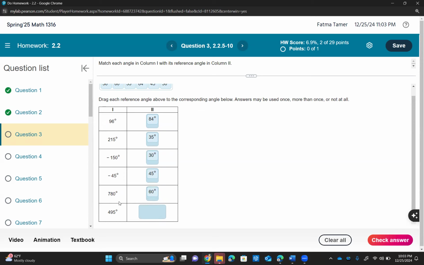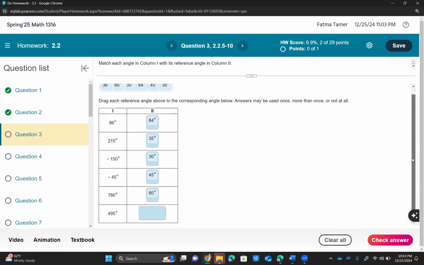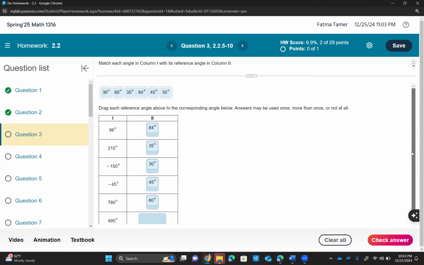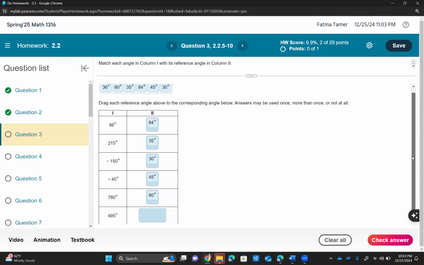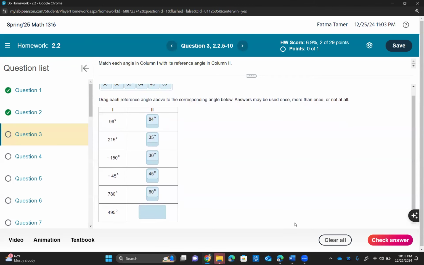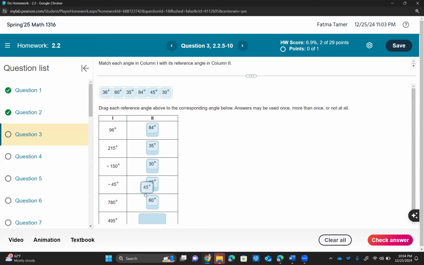495 is more than 360. So if I subtract 360 from this, I can find a coterminal angle. So when I subtract 360 from 495, I find 135. And then the reference angle for 135 will be just 45 degrees.